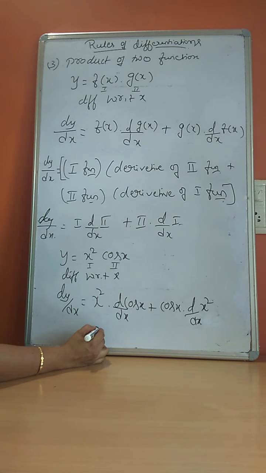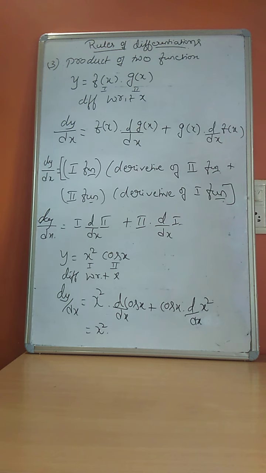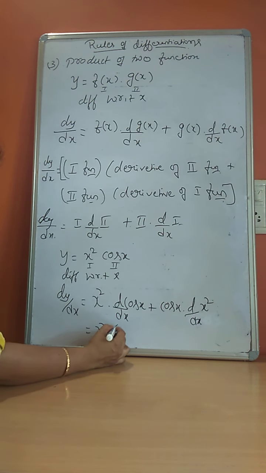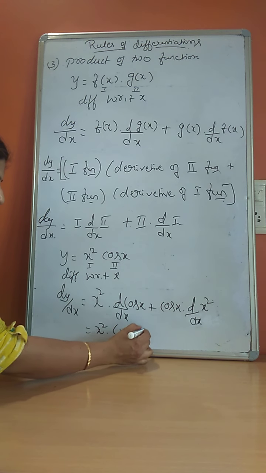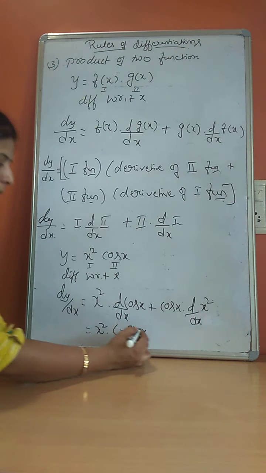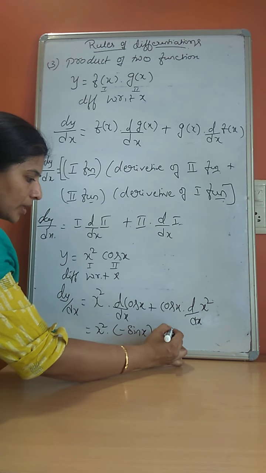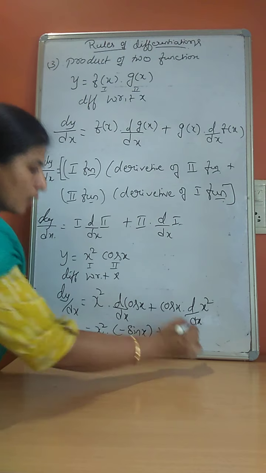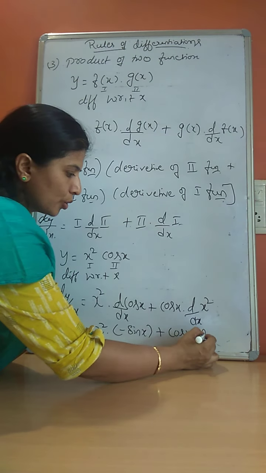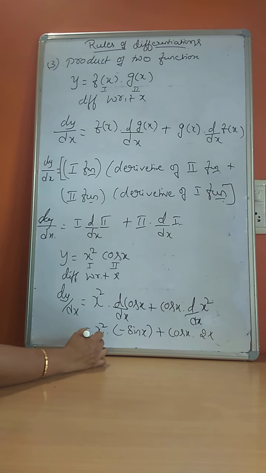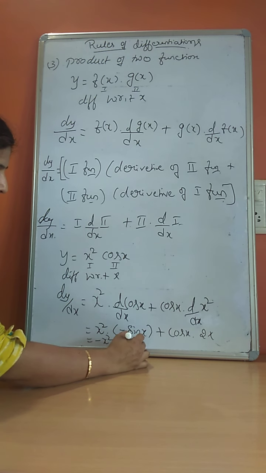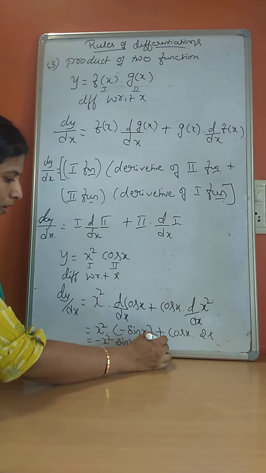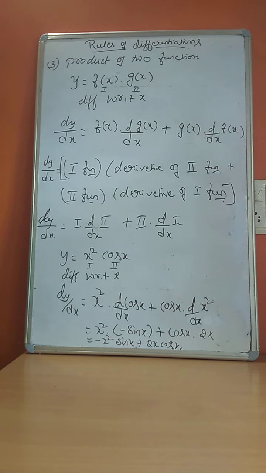As we know, x square keep as it is into the differentiation of cos x. Differentiation of cos x is minus sin x, plus keep the cos x as it is. What is the differentiation of x square? 2x. Therefore, this can be written as minus x square sin x plus 2 into x cos x. In this way, we are going to differentiate if the product of two functions is given.